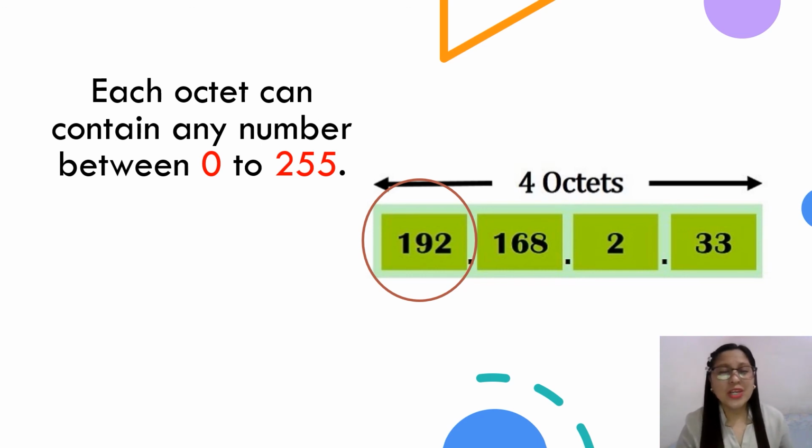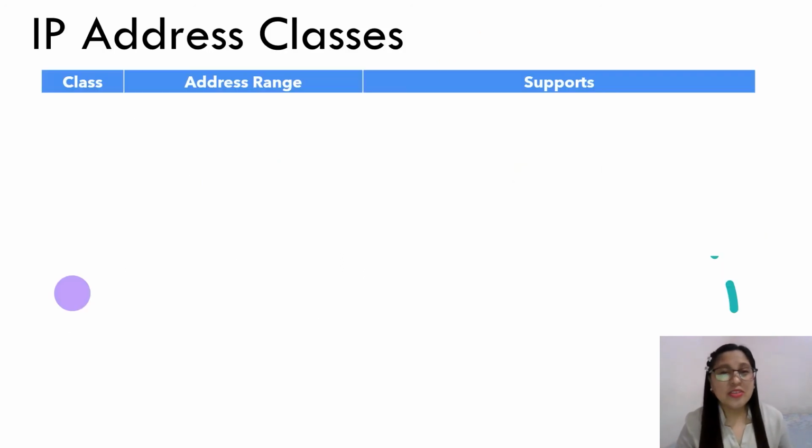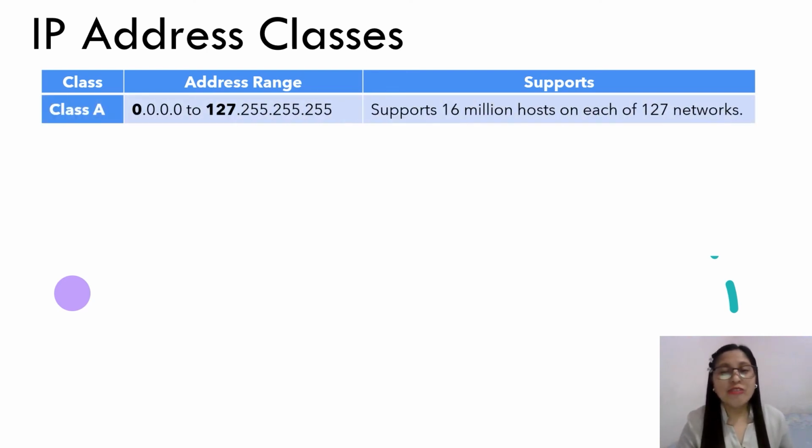Now, how are we going to identify the class of an IP address? All the 5 classes are identified by the first octet of the IP address. Please take note of that. Let us refer to this table for the IP address classes. If the first octet has a value that falls between 0 to 127, then it is Class A. Class A supports 16 million hosts or devices on each of 127 networks.